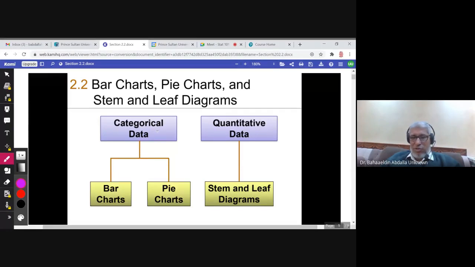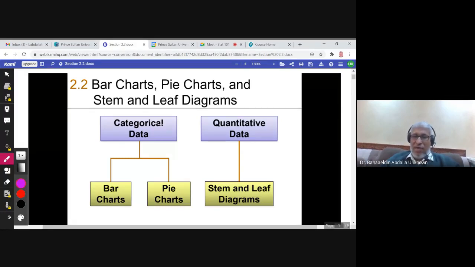It is good to remember that any data usually comes in two types: categorical data, which is qualitative data, or quantitative data. So the data is classified into categorical and quantitative. And we said that for quantitative data, we have discrete or continuous.